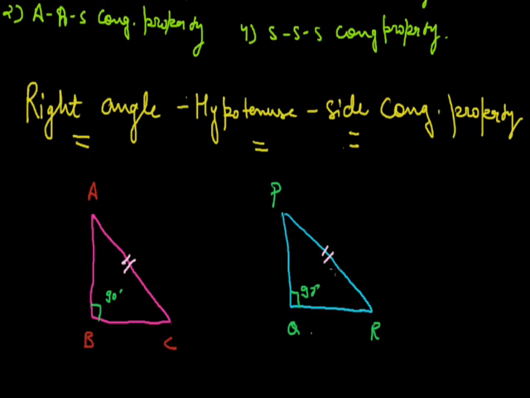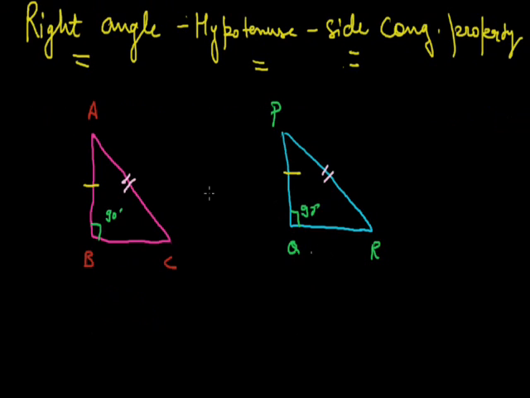If these two sides, that is the hypotenuse, are equal, and any one of the side, for example I take here side AB equals to side PQ, then these two triangles will be congruent by right angle hypotenuse side congruence property. Since in both the two triangles we are having a right angle, hypotenuse, and the sides respectively equal, so these two triangles will be congruent by right angle hypotenuse side congruence property.